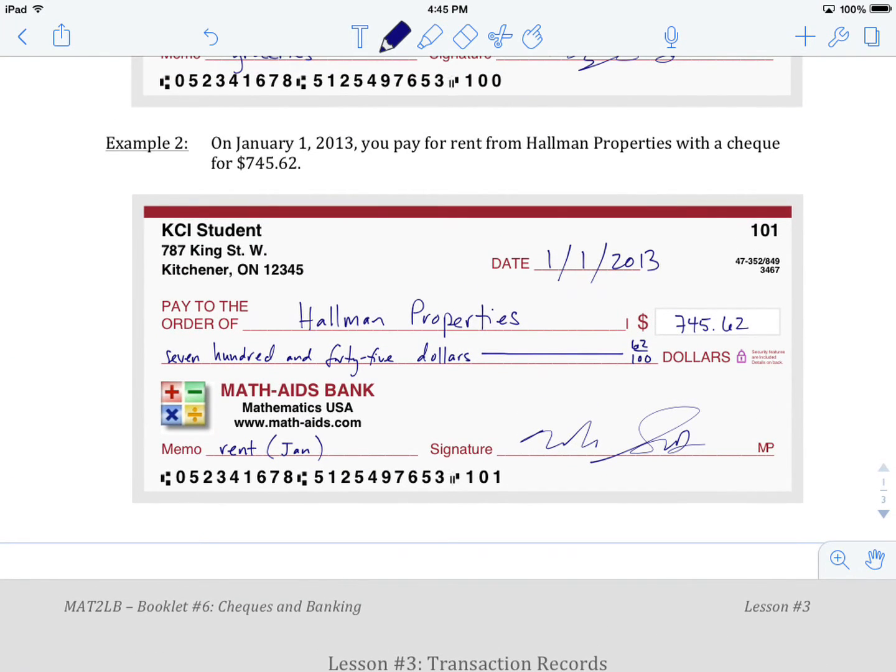Which brings us to the end of lesson number 2. By all means, have a look back through these to practice filling out checks. When you're feeling good, head over to the worksheet. After that, I'll see you in lesson number 3.